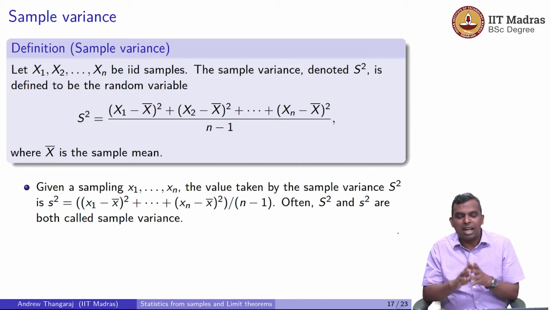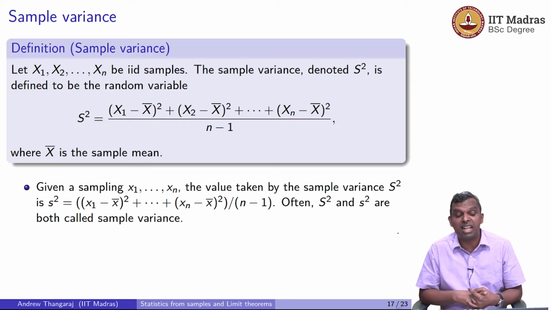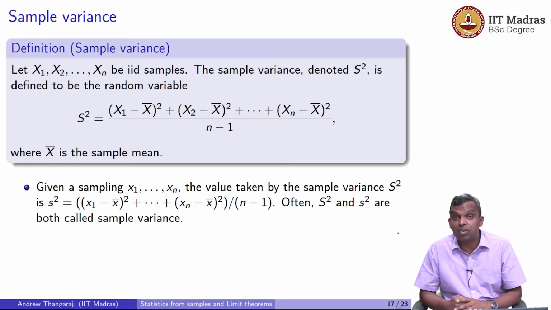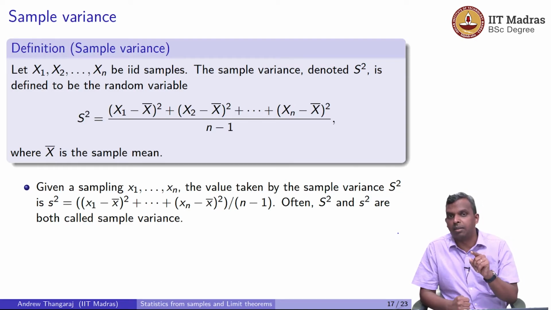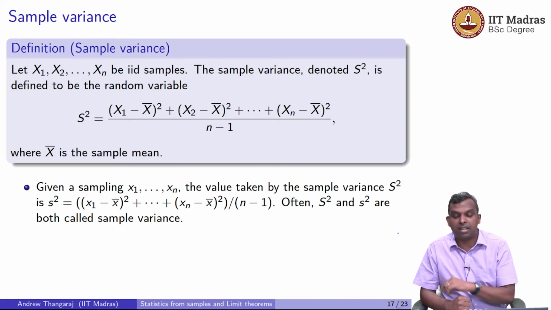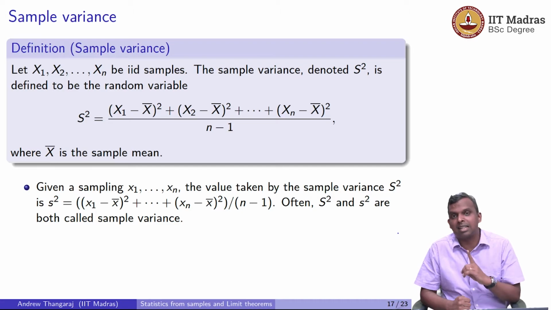But before that, let's finish off one more descriptive statistic, which is called the sample variance. Once again you have IID samples, and the sample variance, which I will denote as capital S squared, is a slightly different notation. It's a random variable defined in this fashion: (x1 minus x bar) squared plus (x2 minus x bar) squared plus dot dot dot (xn minus x bar) squared, divided by n minus 1, and this x bar is the sample mean.